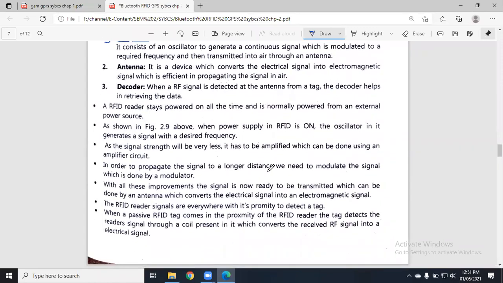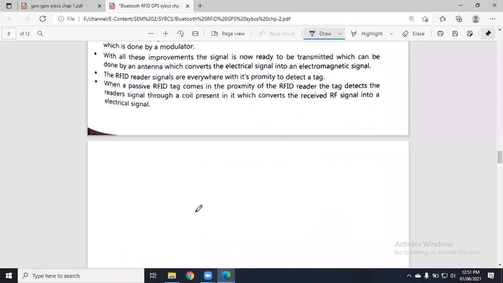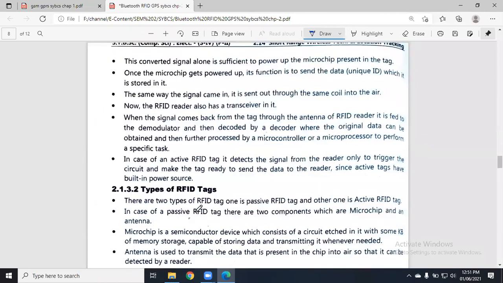After that, the original format of the signal is retrieved, and that is fed back to the microcontroller. So whatever I just explained is explained here. If you want, you can just read.